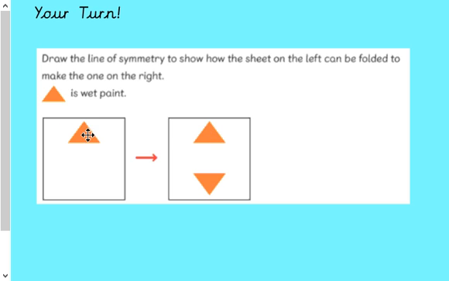This is wet paint. You're going to fold the paper in some way. Where is the mirror line going to be? Press pause while you're thinking about it and press play when you're ready.